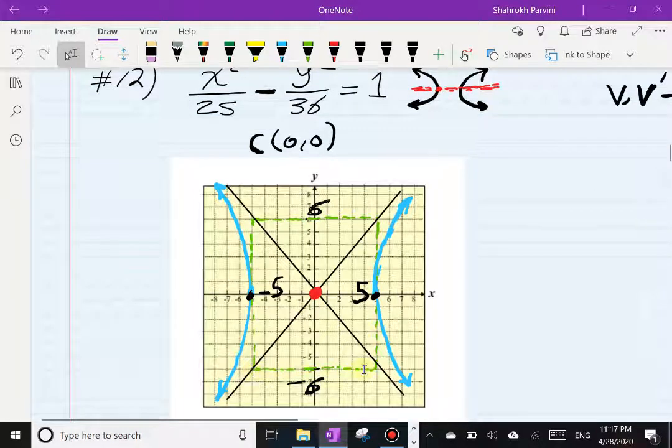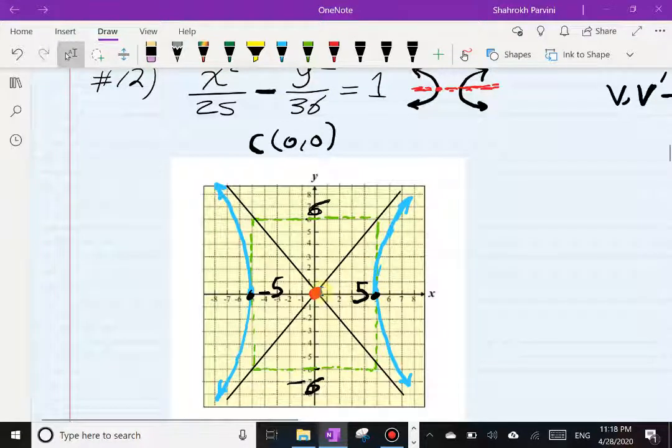And then I graph this green box, which is the fundamental rectangle. I graph this one through these 4 points, and then drew the corner to corner, the diagonals in each box. And once I have done that, then I can pretty much draw the branches.